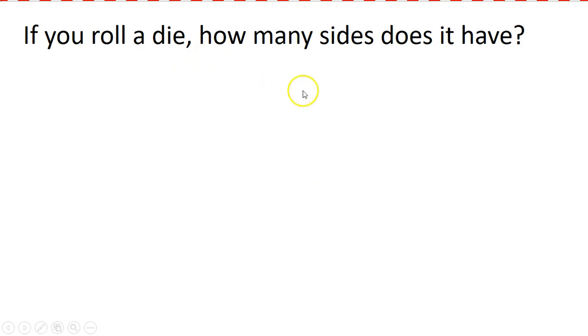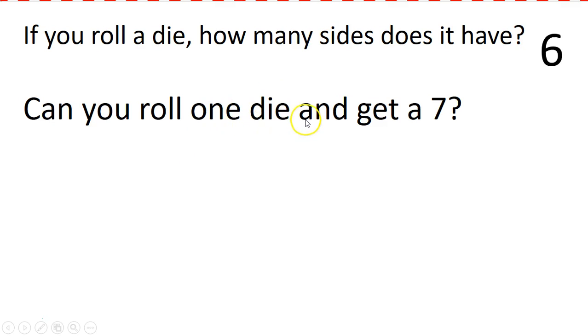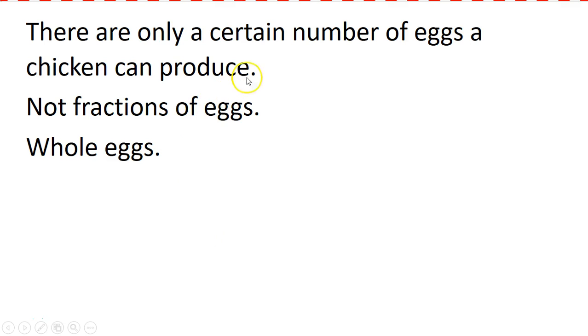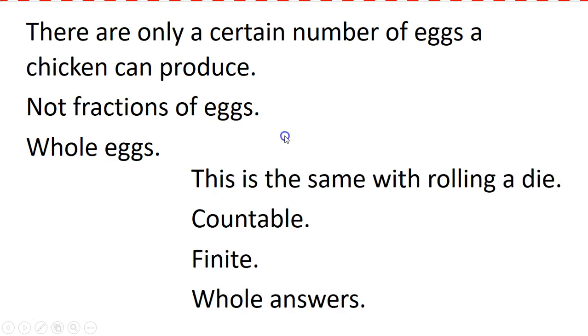If you roll a die, how many sides does it have? It has 6. Can you roll one die and get a 7? No, not one die. These examples only have something in them that is countable and finite. We're not talking about fractions. We're not talking about decimals here. They don't go on forever. It's countable. It's finite. There are only a certain number of eggs a chicken can produce, not fractions of eggs. They get whole eggs. That's all you get.